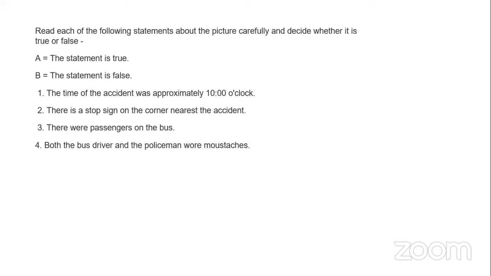A equals the statement is true and B equals the statement is false. First one: the time of the accident was approximately 10 o'clock. Over here, you just write the number and decide A or B, however you feel, for each of these four statements. Second one: there is a stop sign on the corner nearest the accident. There were passengers on the bus. Both the bus driver and the policeman wore mustaches. You need to mark A or B for each one.